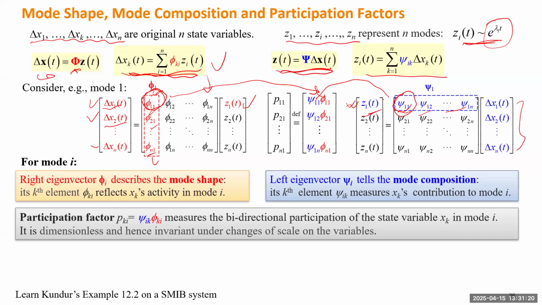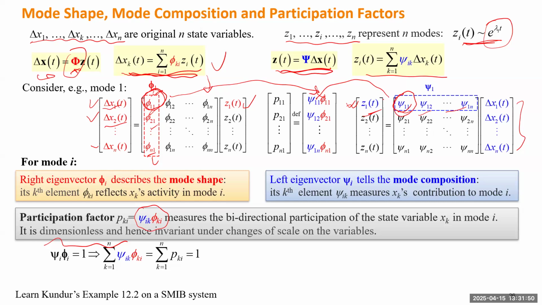And it is dimensionless. Why is it dimensionless? Because the matrix phi, which is the modal matrix, may have some physical unit, depending on what units you use for the state variable. And psi is the inverse of phi. So when you multiply the two matrices element by element, that actually cancels all units. Participation factor doesn't have any unit. It's just a number.